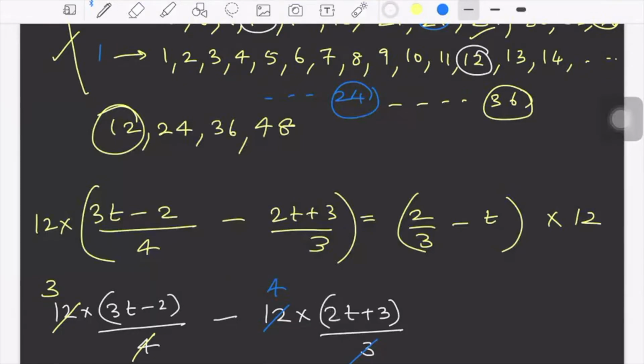On the other hand, 24 also would have done the job. But 12 will anyway do the job, so why go for 24? So that's the idea. See, 12 is going to do the trick for us. So why go for a higher number? We'll stick with the smallest number possible. So that is the idea of choosing the lowest common denominator or lowest common multiple.